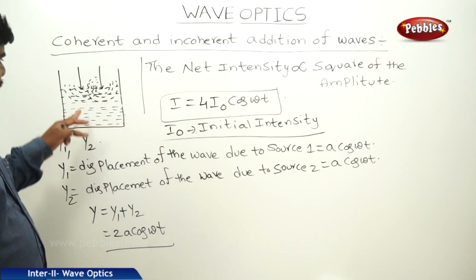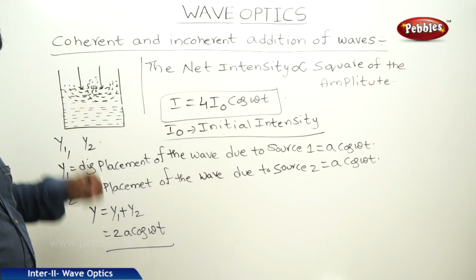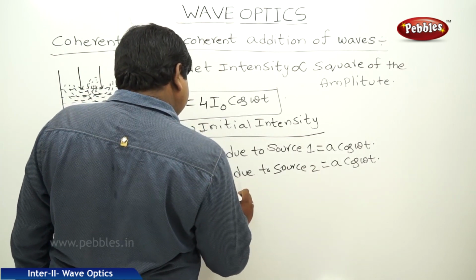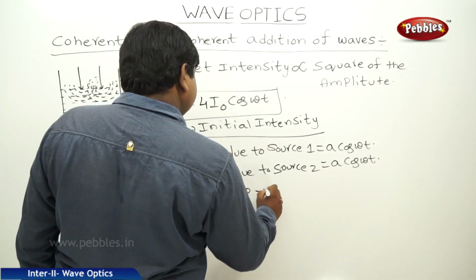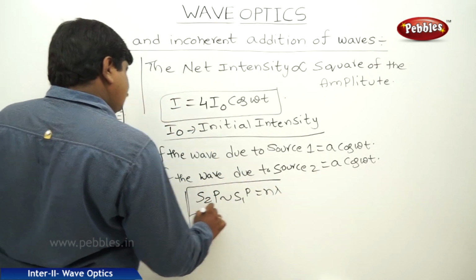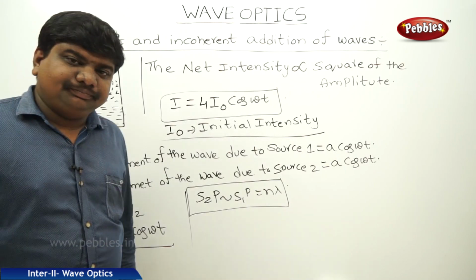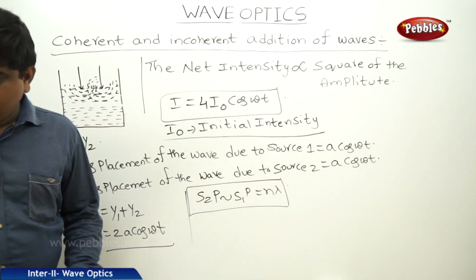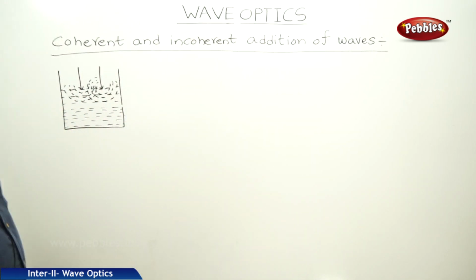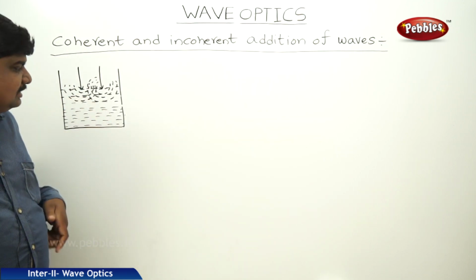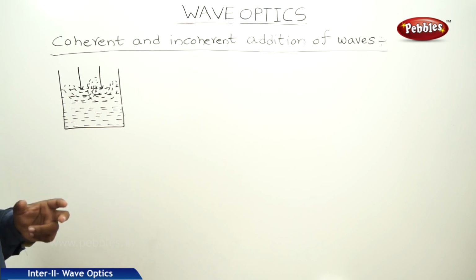So the equation to find the path difference is S2P minus S1P is equal to n lambda. This diagram indicates the two waves which were produced in the same phase.